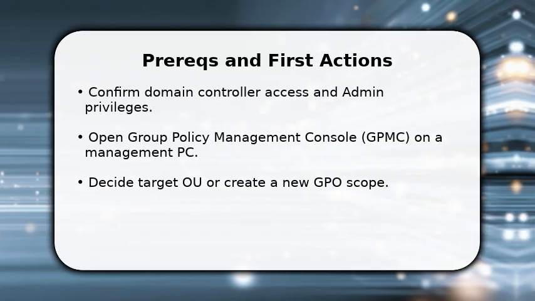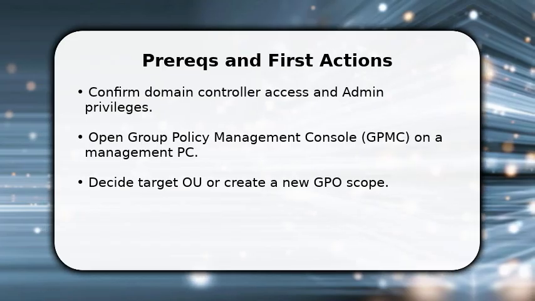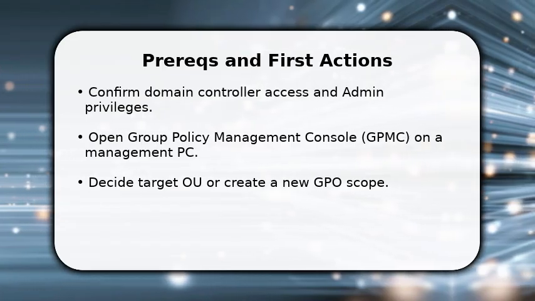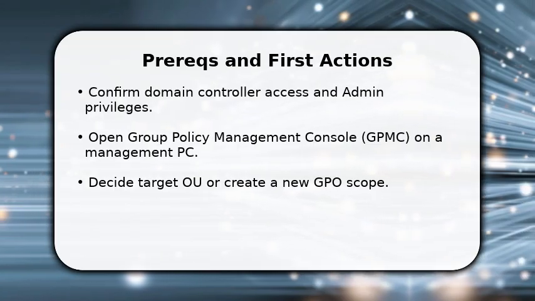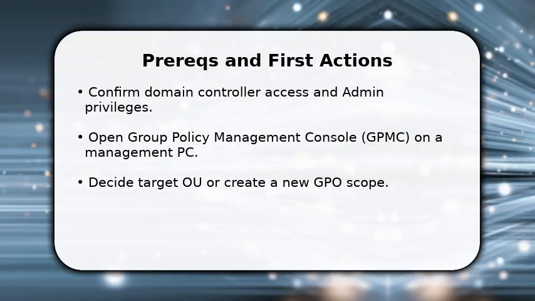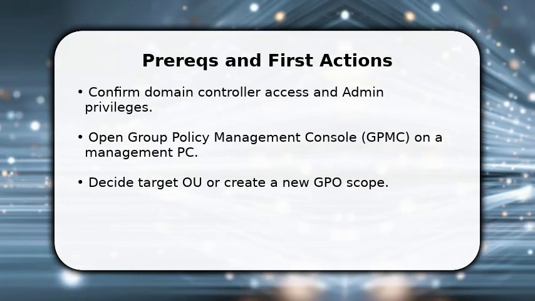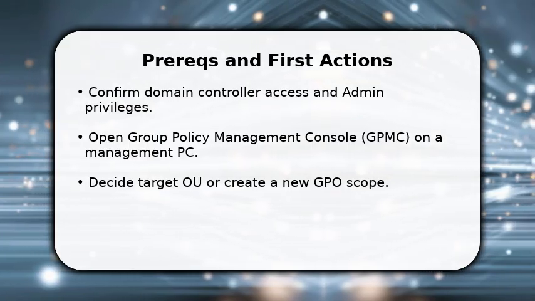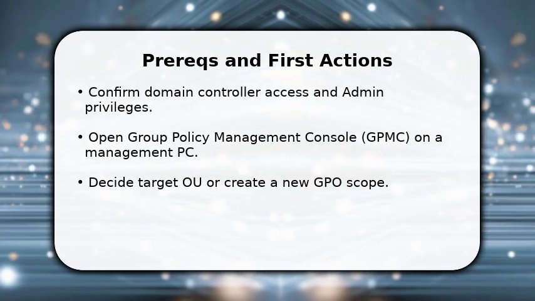Once open, locate the domain and the organizational unit you'll manage, or create a new GPO to avoid changing existing policies. Make sure to name the GPO clearly for later tracking. This helps when you have many policies. After naming, right-click and choose Edit to begin configuring settings. This first step sets the foundation, so be precise about scope and intent before continuing.